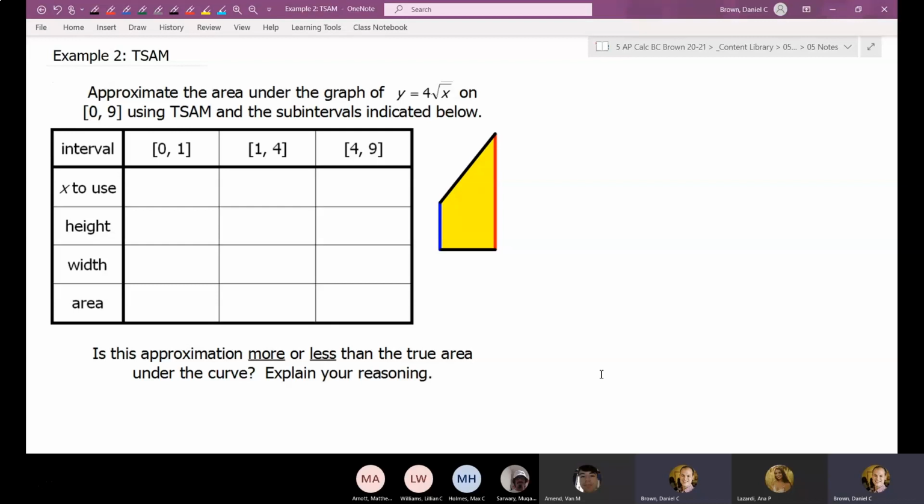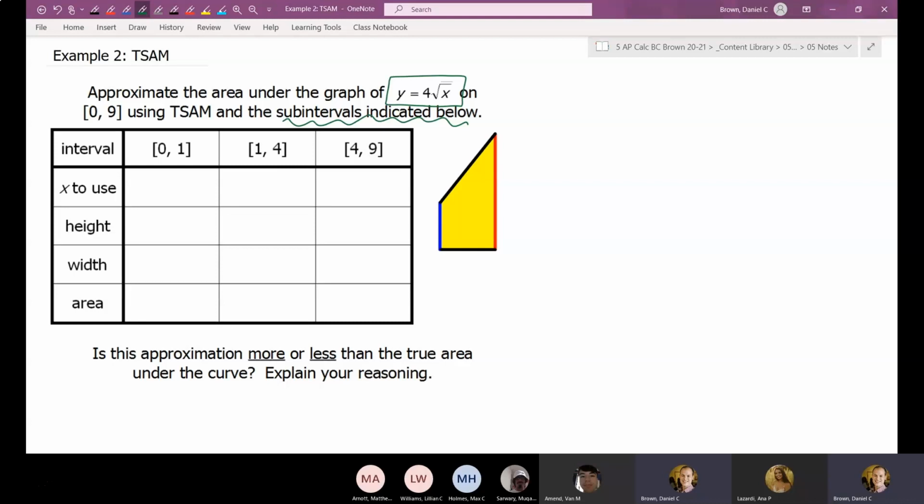So this one I have: approximate the area under the graph of y is equal to 4 times the square root of x on the interval from 0 to 9 using a trapezoidal sum approximation method and the subintervals indicated below. When you see the subintervals indicated below, that probably means your trapezoids or rectangles do not have the same width. And you just need to go with what's provided for you.